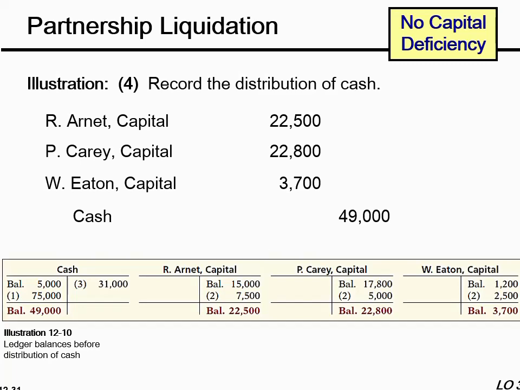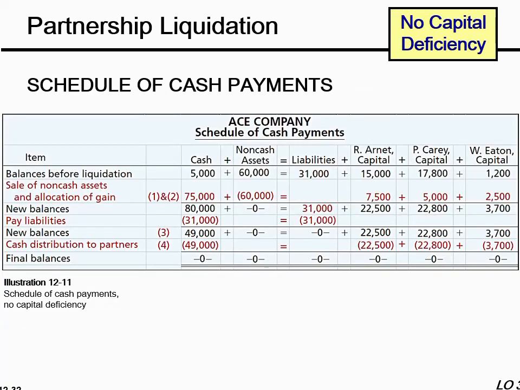Let's prepare the cash payments schedule. This schedule shows us that the ending balances for the full partnership balance sheet are 0. So how do we prepare this? Firstly, write the name of the company, schedule of cash payment. What are the items? Don't take independent items from the balance sheet. Cash from the assets will be mentioned separately. All the non-cash assets will be mentioned together.